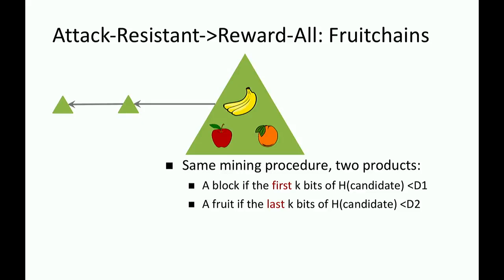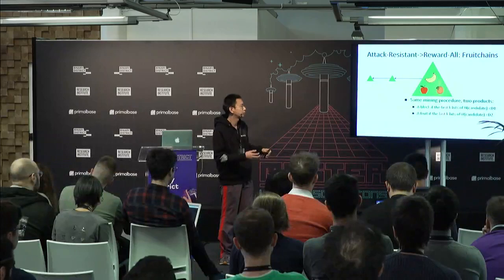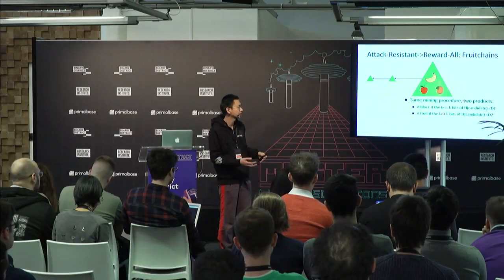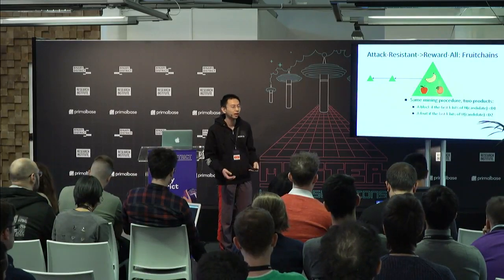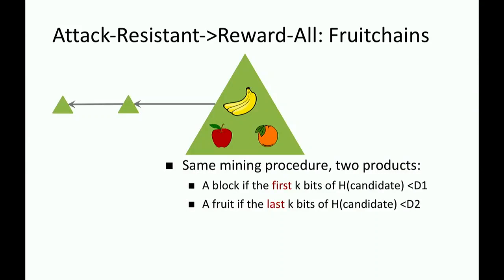For reward-all protocol, we choose FruitChains. In FruitChains, they use the same mining procedure for two kinds of different products. If the first k bits of a block candidate's hash are smaller than a certain threshold, it is a block. If the hash of the last k bits of a block candidate is smaller than a certain threshold, we call it a fruit. So when you perform a hashing, maybe you will get a block, maybe you will get a fruit.